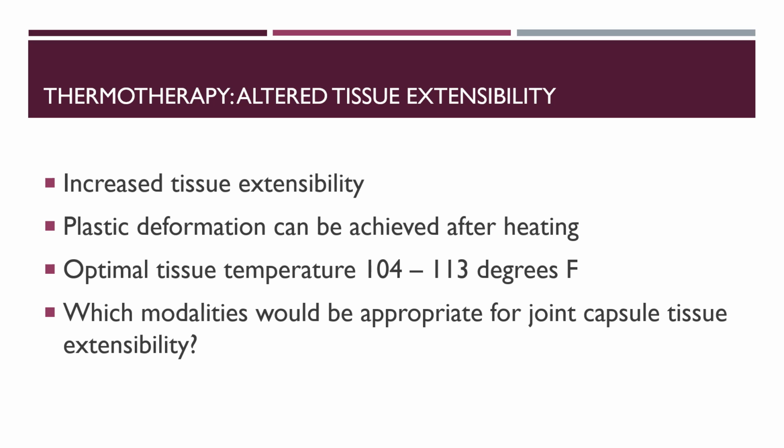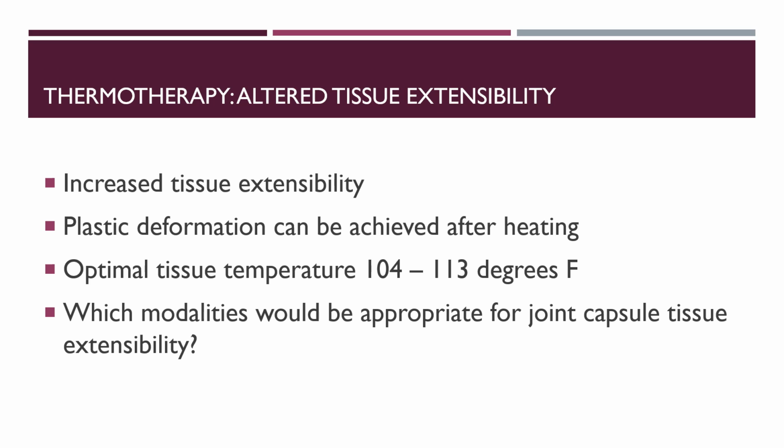So as our tissues heat up, they become more elastic. Then we're going to place those tissues on stretch. And after they cool off, we're hoping that they maintain that stretch. That'd be like the plastic deformation that we're discussing here. The optimal tissue temperature for achieving plastic deformation is around those ranges of 104 to 113 degrees Fahrenheit. Just remember, after we get above 113 degrees or around that zone, we start to see those proteins and enzymes denature, causing tissue damage. So we really have this sweet spot of 104 to 113 degrees.